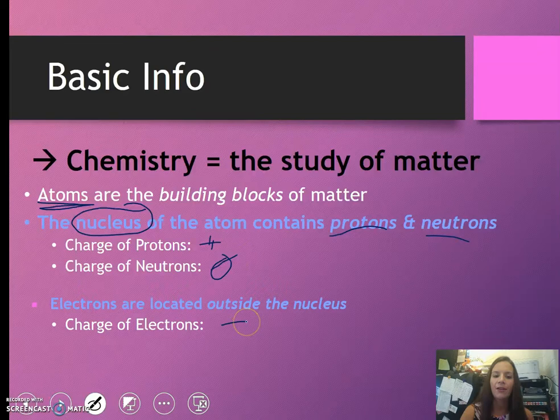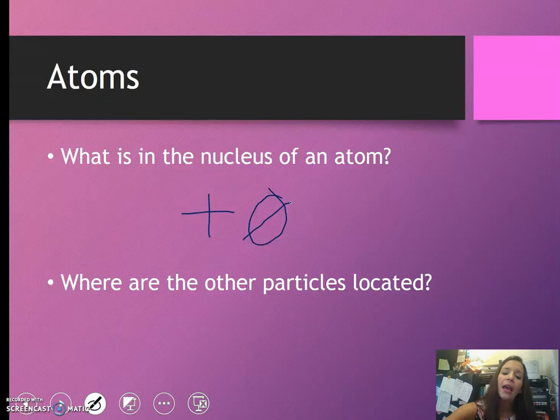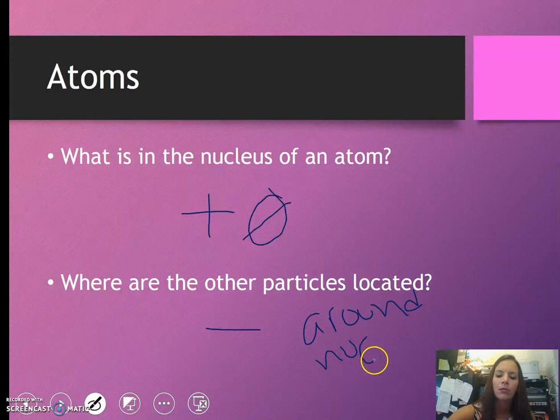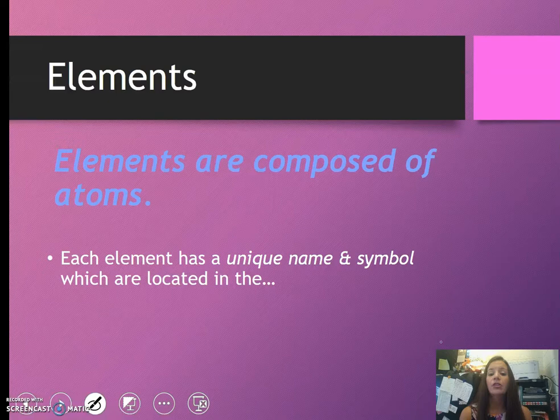So when we look at what is in the nucleus of the atom, quick check, right? Protons and neutrons are in the nucleus, and then electrons are located around the nucleus. So here's a look at what an atom would look like. The little E's are electrons, and then you see protons and neutrons in the nucleus. So elements then are composed of atoms. Each element has a unique name and symbol, which are located in the periodic table.